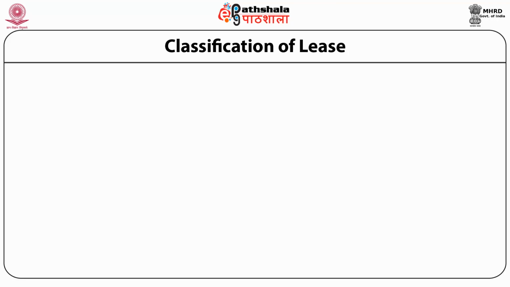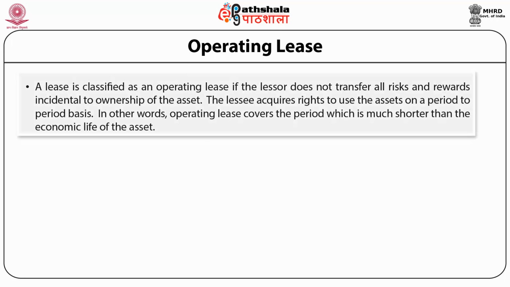There are two types of lease. One is operating lease and the other is financial lease. We will discuss first operating lease. A lease is classified as an operating lease if the lessor doesn't transfer all risks and rewards incidental to ownership of the asset. The lessee acquires rights to use the asset on a period-to-period basis.